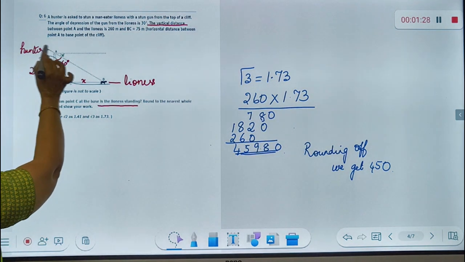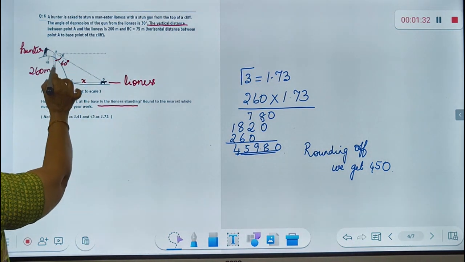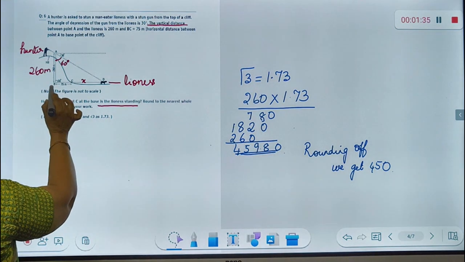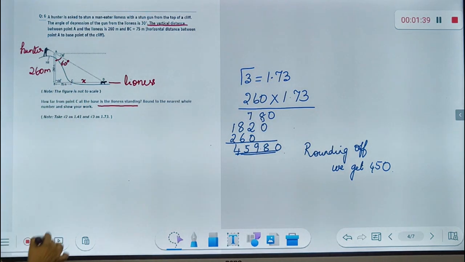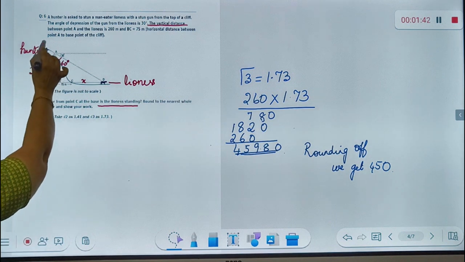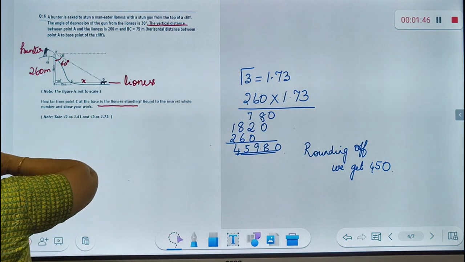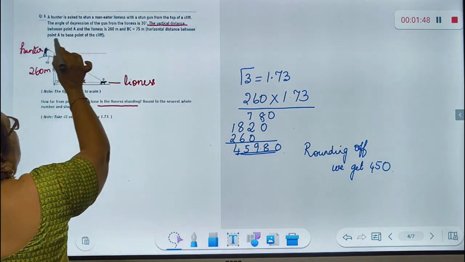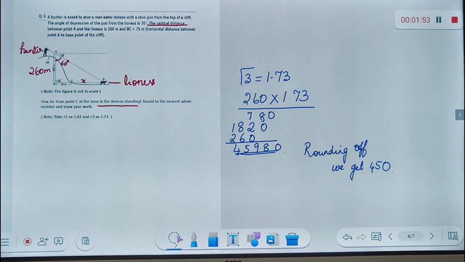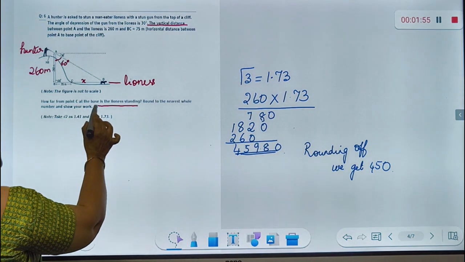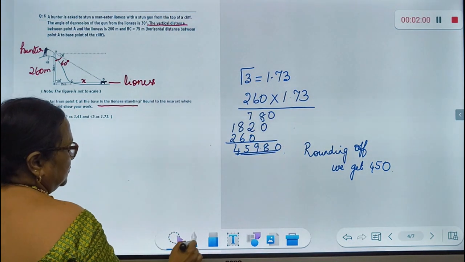So here is the hunter, here is the lioness, the angle of depression is 30, the height is 260, and BC, the distance from the point C, is 75. The vertical distance between A and the lioness is 260 and BC is 75 meters. The horizontal distance is from the point A to the point of the cliff, that is C. How far from C at the base is the lioness standing? So what is CD?